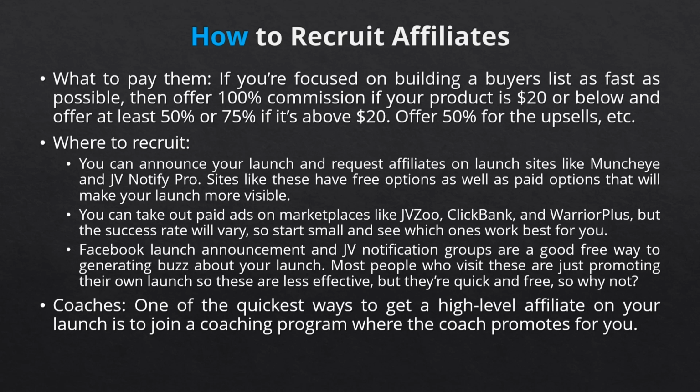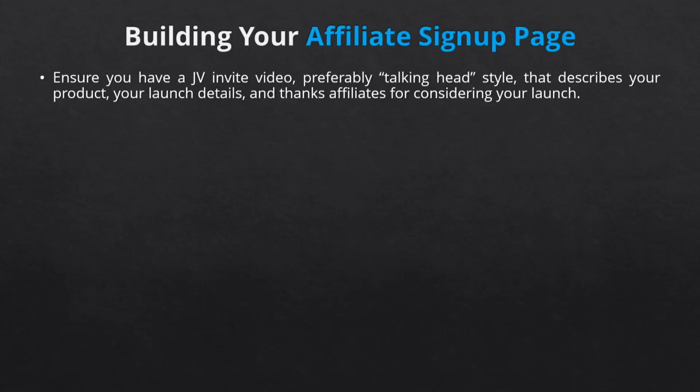Now let's talk about your affiliate sign-up page. A JV sign-up page is vital to getting affiliates on board, and there are several important elements that you should include, starting with a JV video. Your JV invite video is most effective if it features you in talking head format. You should describe your product thoroughly as well as all the details of your launch. This means you should mention your funnel and your commission model, your contest and prizes, and so on. Ultimately, your video should end by thanking JVs for considering your launch and repeating your invitation.